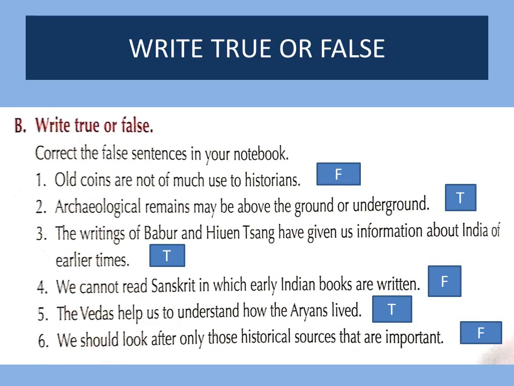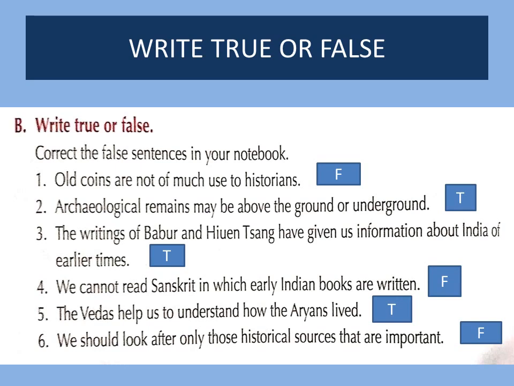Now we will move to true false. Let us take the first statement. Old coins are not of much use to historians. Is it true? No, they are very useful to historians. So it will be a false statement. You will only write down true and false, nothing else. That also in your book.